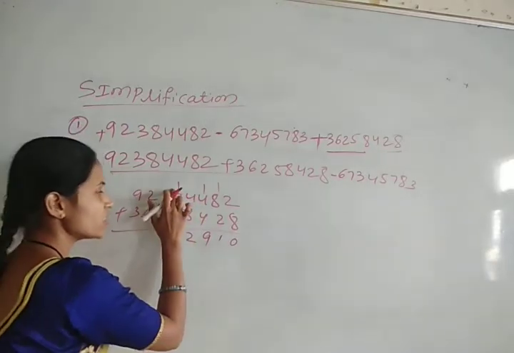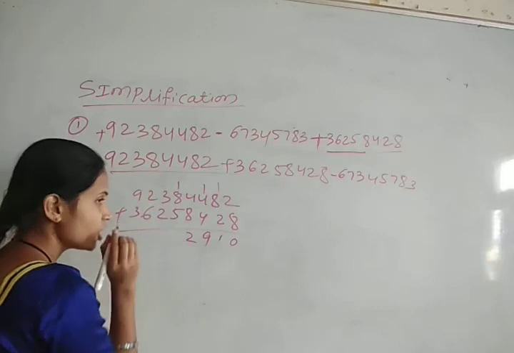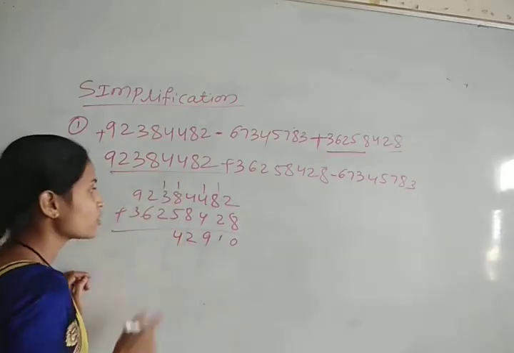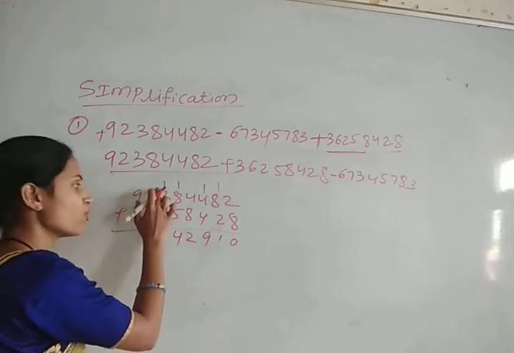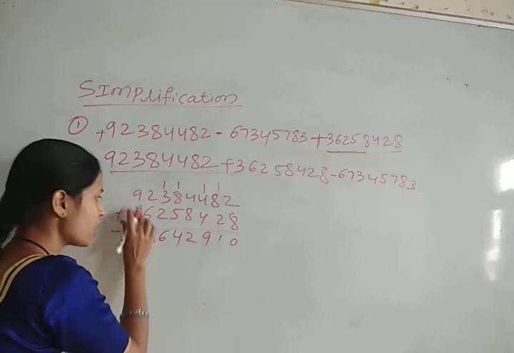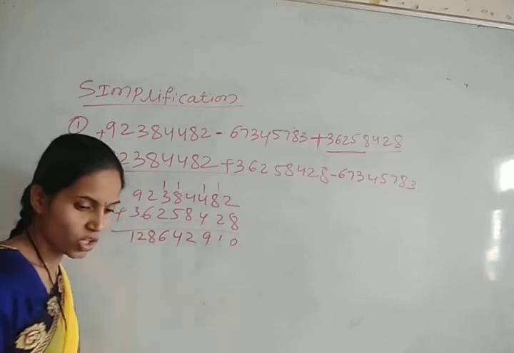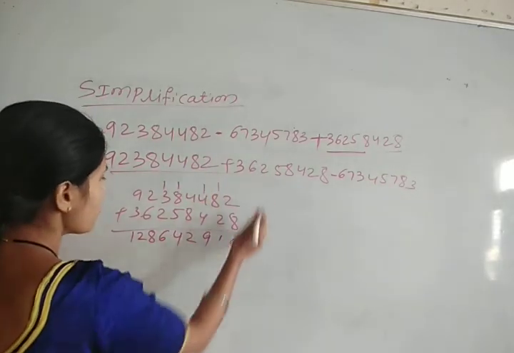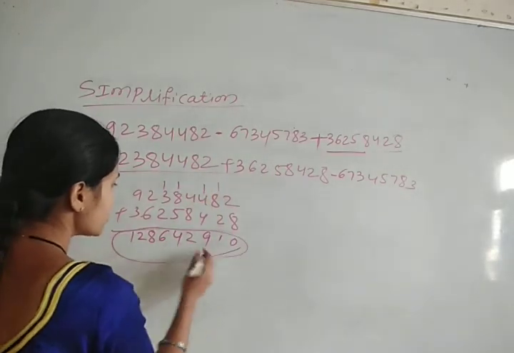Now 8 plus 1 is 9. 9 plus 5 is how much? It is 14. Write here 4 and take 1 as a carry. Now 3 plus 1 is 4. 4 plus 2 is 6. Now 6 plus 2 is 8. 9 plus 3 is 12. Okay. Now, after addition of these two numbers, we have got the result as this much.